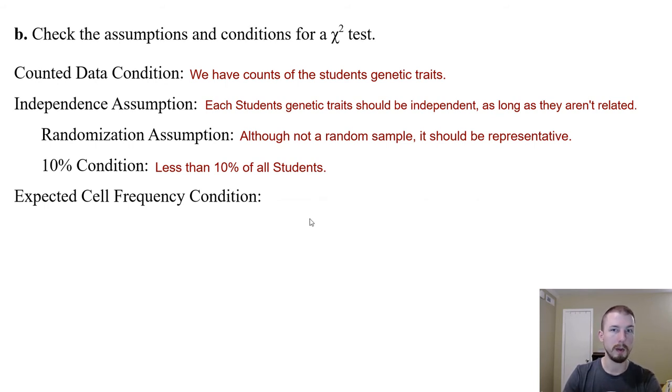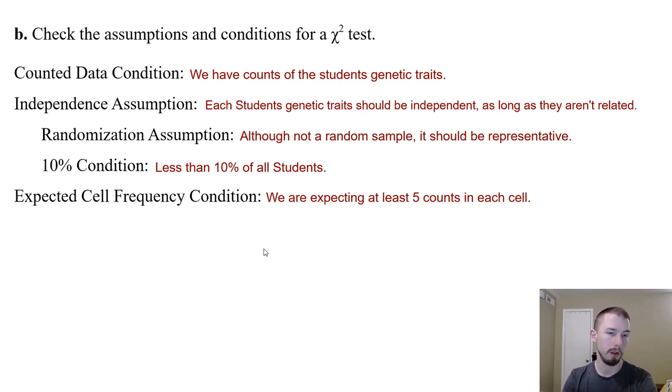Expected cell: were we expecting at least 5? Well, our smallest one that we were expecting was 7.75. So yes, we were expecting at least 5 counts in all. So we had a large enough sample to be able to use the chi-squared model.